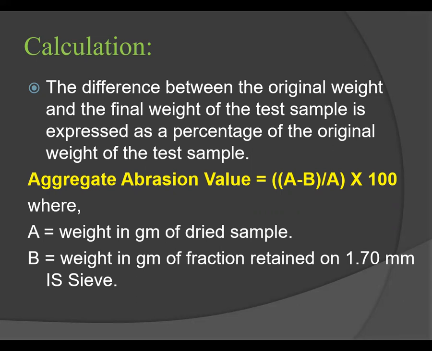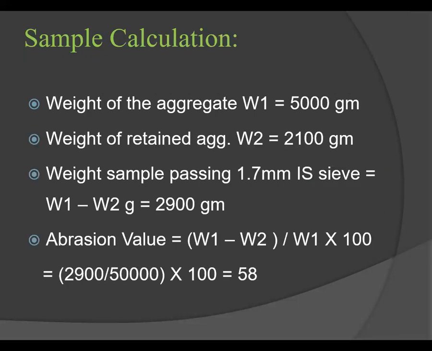From this formula, A minus B gives the fraction of aggregate passing through the 1.7 mm IS sieve, divided by the total weight in grams of the dry sample, and multiplied by 100. Then let's see the sample calculation.